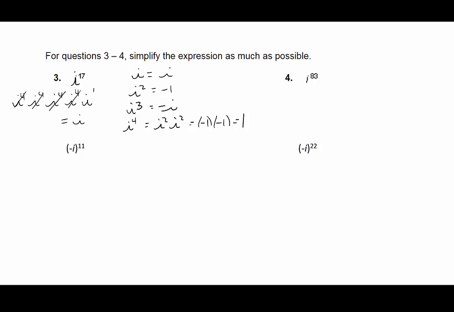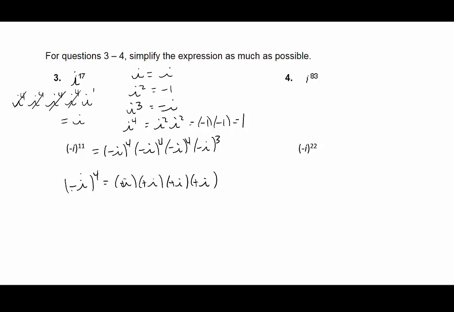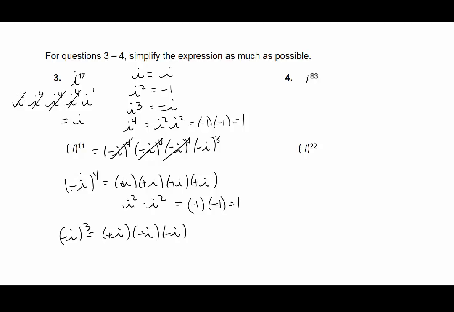Negative i to the 11th. Let's look at negative i to the 11th, which is negative i to the 4th. So negative i to the 4th. The negatives are going to cancel. We have i squared times i squared, which is negative 1 times negative 1, which is 1. So negative i to the 4th is 1. We are left with negative i to the 3rd. So the negatives are going to cancel. i times i is i squared, which is negative 1 times negative i, which is positive i.